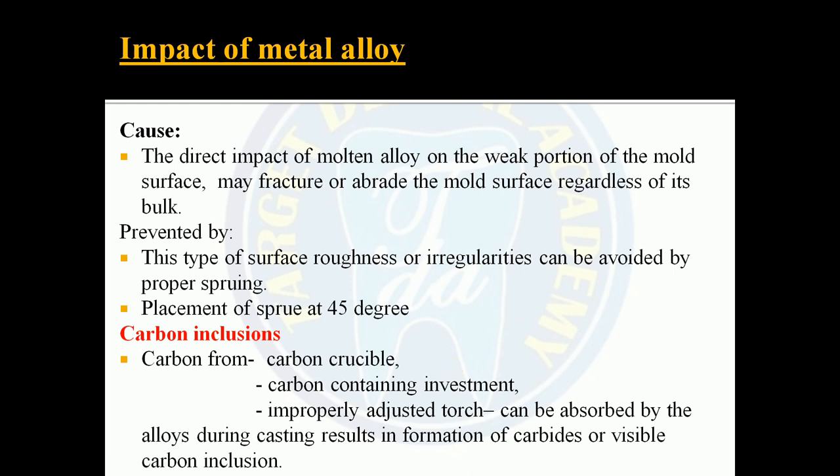Coming on to the impact of metal alloy. The direct impact of molten metal on a weak portion of the mold surface may fracture or abrade the mold. Surface roughness and irregularities can be avoided by proper sprueing. I have already told you, keep your sprue at 45 degrees rather than 90 degrees. Carbon inclusions: carbon from a carbon crucible, carbon-containing investment, and an improperly adjusted torch may be absorbed by the alloys, which results in the formation of carbides and visible carbon inclusions.